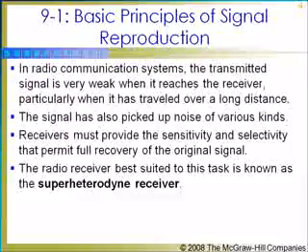The radio receiver best suited to this task is known as the superheterodyne receiver. Invented in the early 1900s, the superheterodyne is used today in most electronic communication systems. This chapter reviews the basic principles of signal reception and discusses various superheterodyne circuits, including direct conversion.